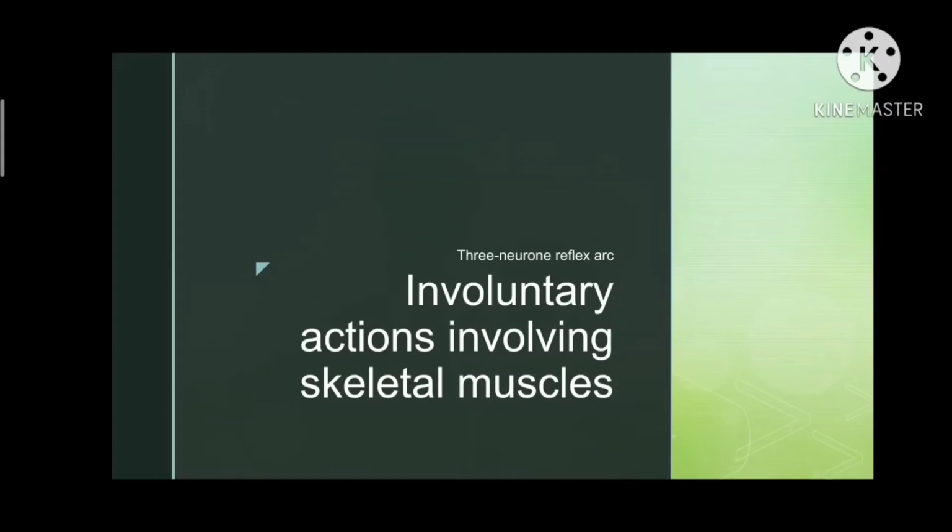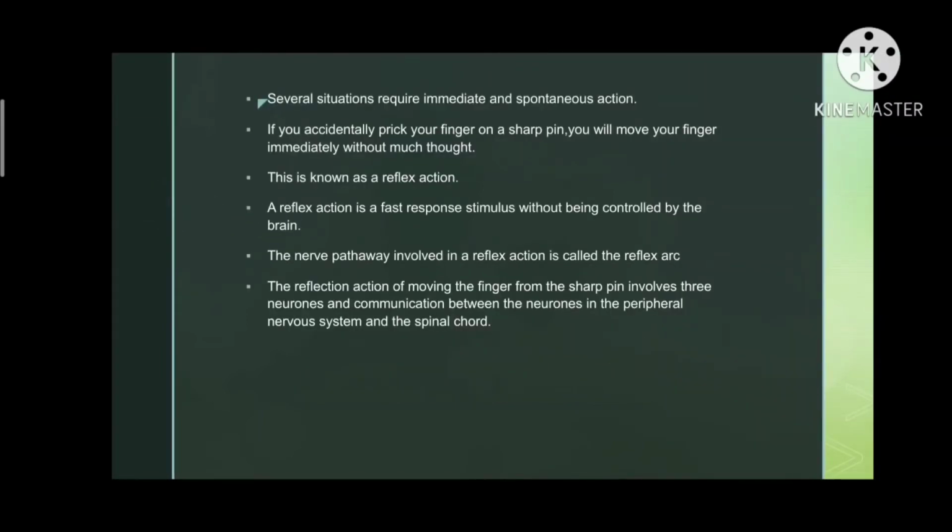Now, I will present involuntary actions involving skeletal muscles. For this slide, I will focus more on the 3-neuron reflex arc. So, what is involuntary action?